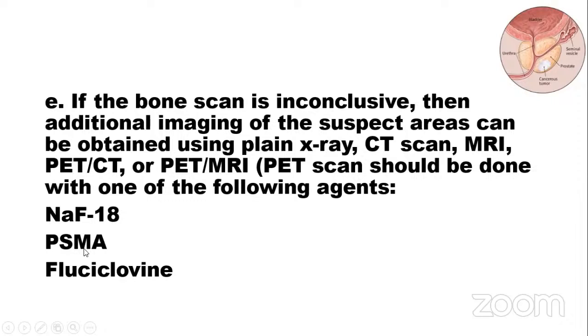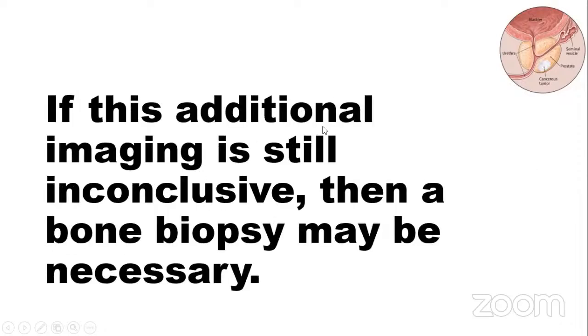PET scan should be done with one of the following agents: sodium fluoride F-18 (NaF), prostate-specific membrane antigen (PSMA), or polycyclophin. These are the three agents that are preferred for PET scan. PET scan should be done with one of these agents. If this additional imaging is still inconclusive, then bone biopsy might be necessary.